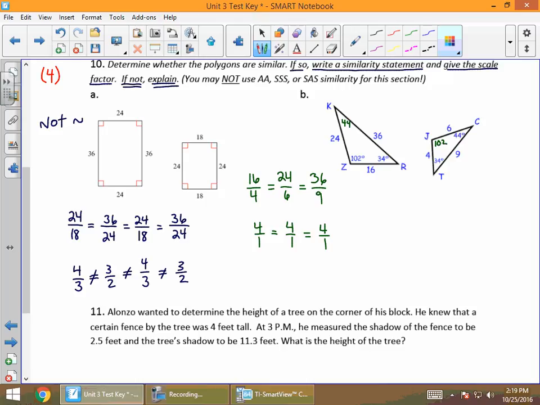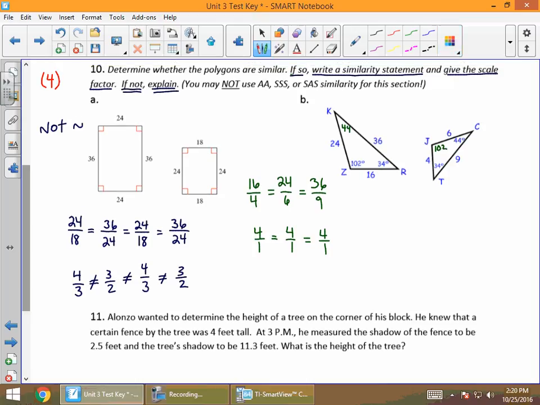So what does it say? My directions say, if so, right here, if so, what do I have to do? Write a similarity statement. So triangle, left one, name it however you want. I'll go R, Z, K is similar to triangle.